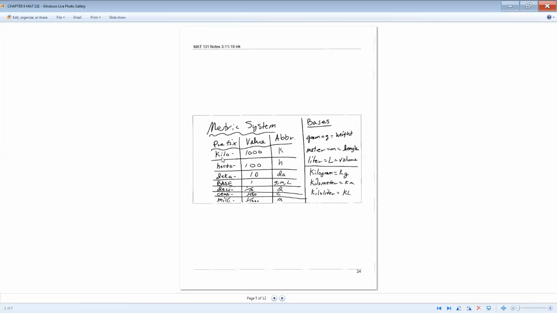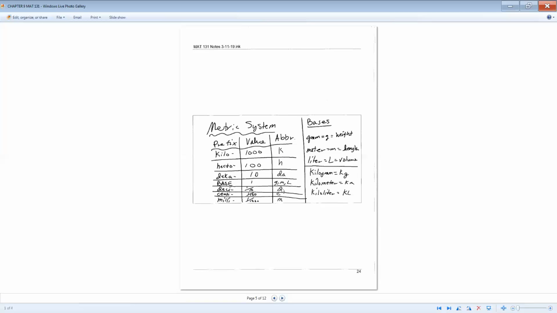You've got mega and giga. It can get way larger, and way smaller than milli. You've got nano and pico. But these are your general prefixes, the ones that we will use. Kilo represents 1,000, hecto is 100, deca is 10. Base is going to be your ones place, or the value of 1. Deci is 1/10, centi is 1/100, milli is 1/1000.